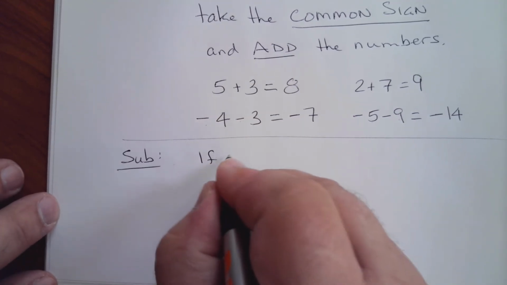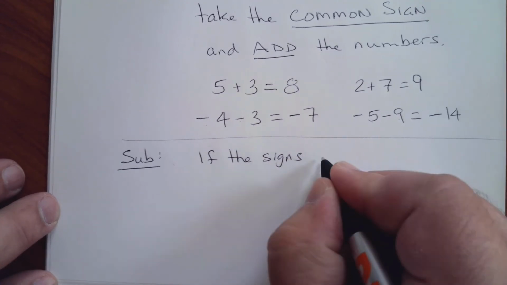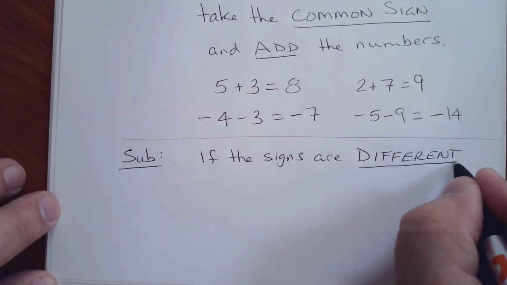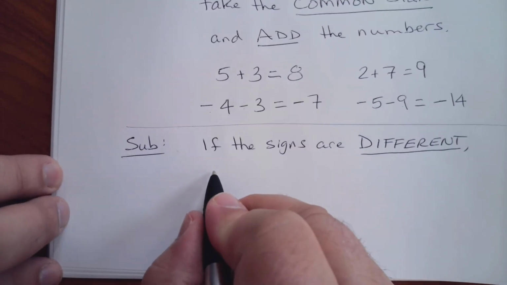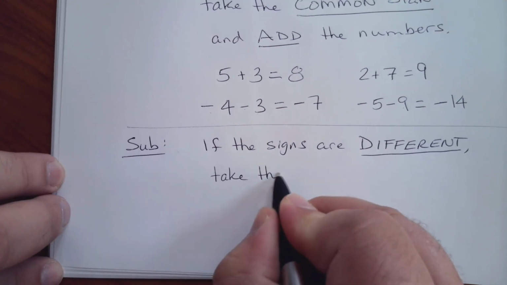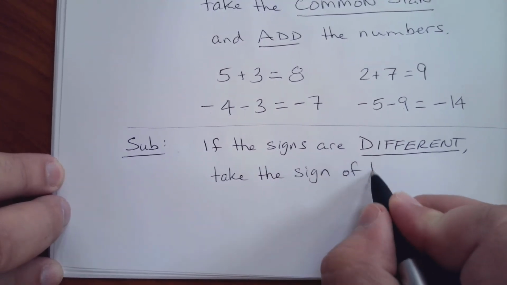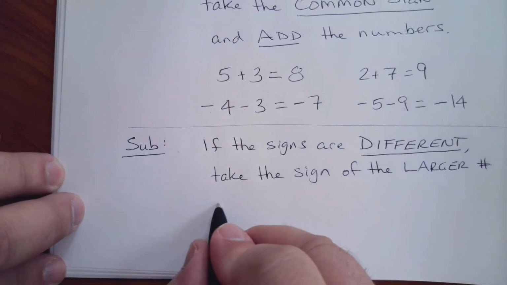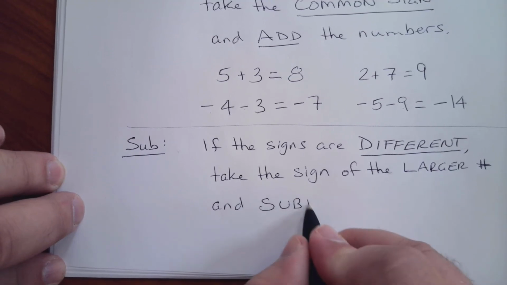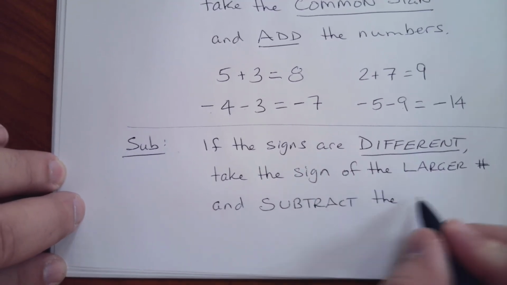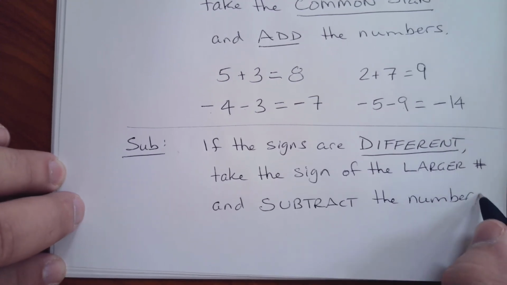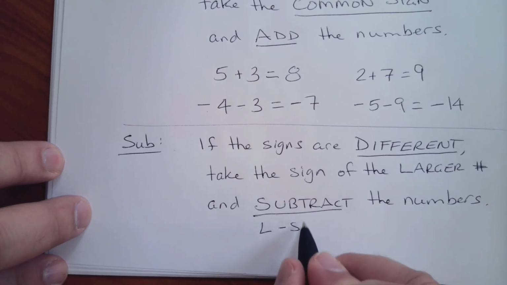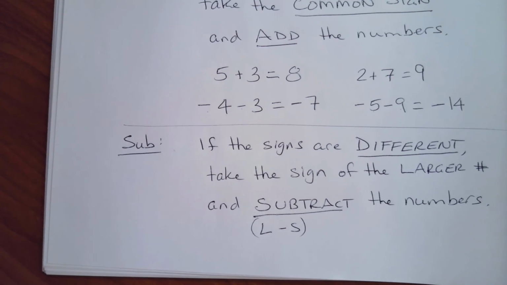In addition, if the signs are different, take the sign of the larger number and subtract the numbers. Now, when we say subtract, we always mean larger minus smaller. That's what subtract means. If you do larger minus smaller, you always have a positive answer.